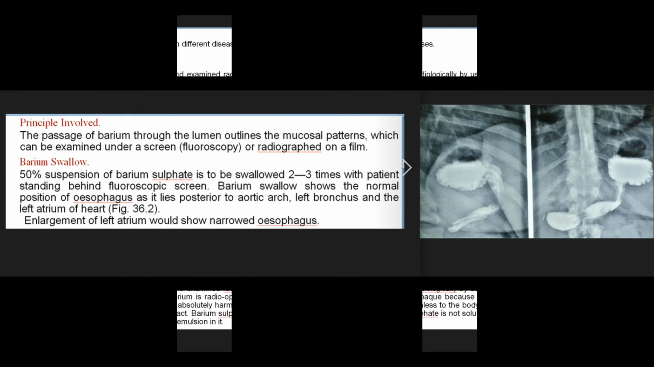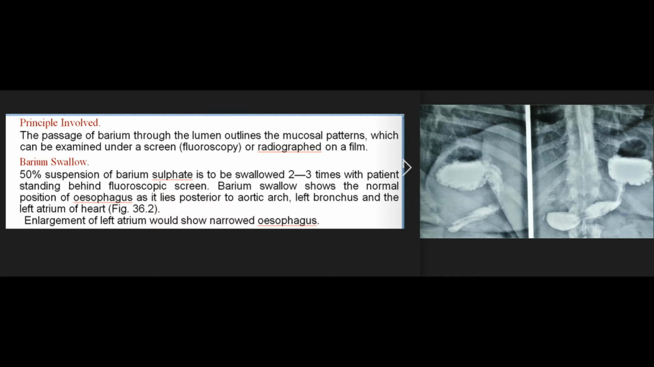Principle involved. The passage of barium through the lumen outlines the mucosal patterns, which can be examined under a screen, fluoroscopy, or radiographed on a film. Barium swallow. A 50% suspension of barium sulfate is to be swallowed 2-3 times with the patient standing behind the fluoroscopic screen. Barium swallow shows the normal position of the esophagus as it lies posterior to the aortic arch, left bronchus, and the left atrium of the heart. Enlargement of the left atrium would show a narrowed esophagus.